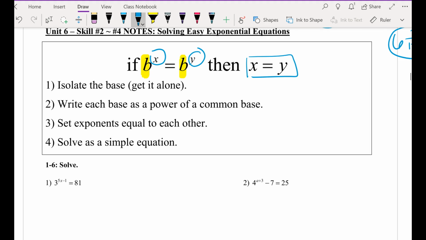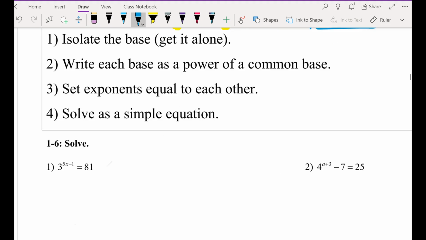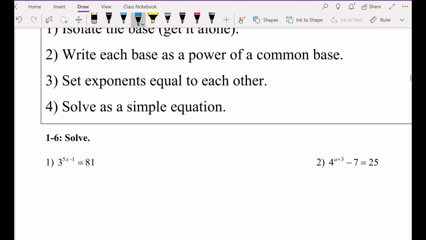Perfect. So example 1: 3 raised to the power of 5x minus 1 equals 81. As you can see, the base is already by itself, but the bases are not identical. So make sure the bases are identical. We cannot move it like that. Make sure the bases are the same first. What is the base on the left side? 3. Is it possible to get a base 3 from the right side?